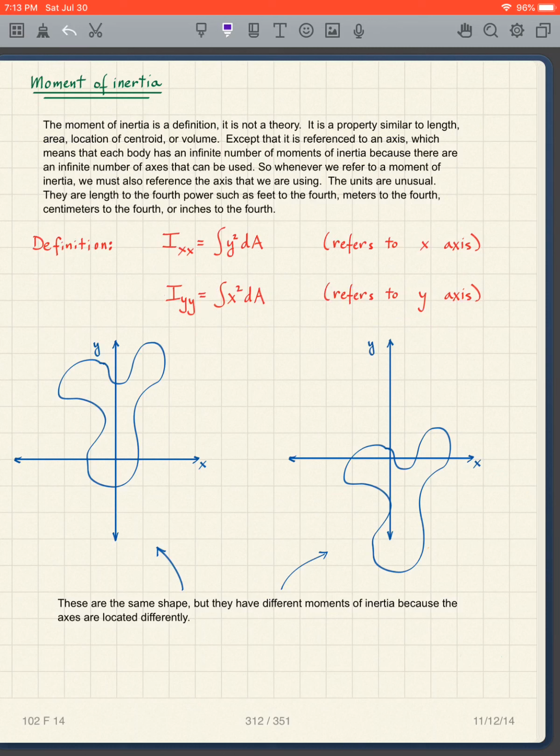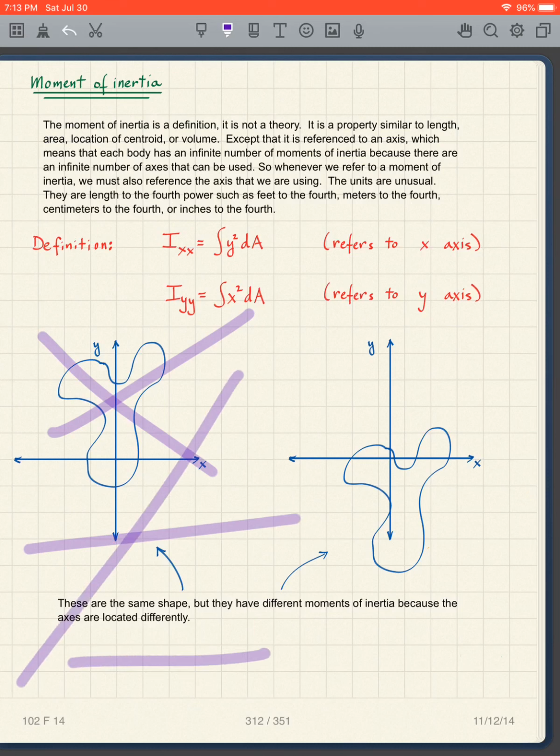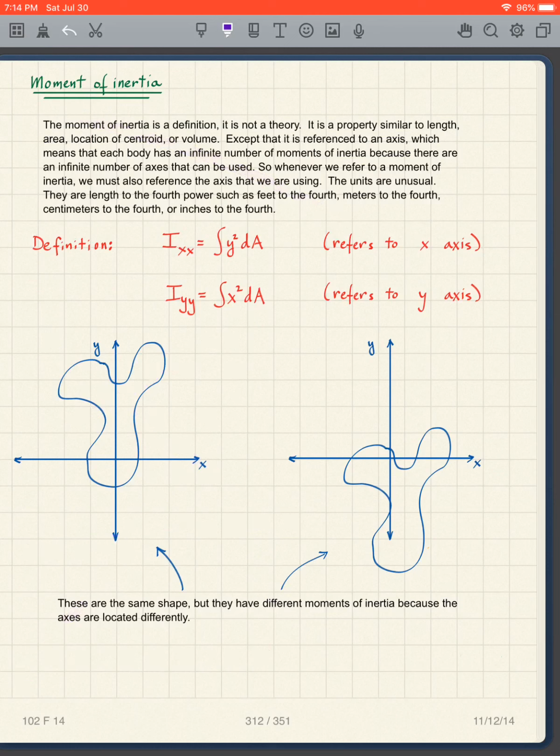So we have to have an axis. I'm just showing these two as examples, but we could take any axis. In other words, if I look at this particular area down here, I could take this axis, which are the Ixx and Iyy, but I could also take an axis here, an axis here, an axis over here, an axis way down here, an axis way up here. Any axis we want, we can take the moment of inertia about that axis. So the end result is that each body has an infinite number of moments of inertia because there are an infinite number of axes that can be used.